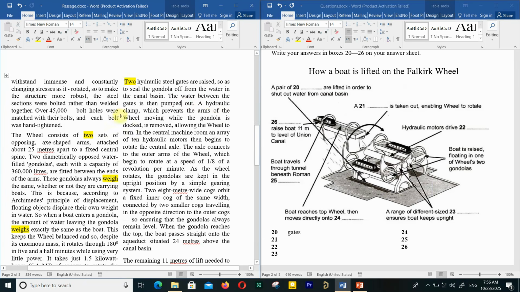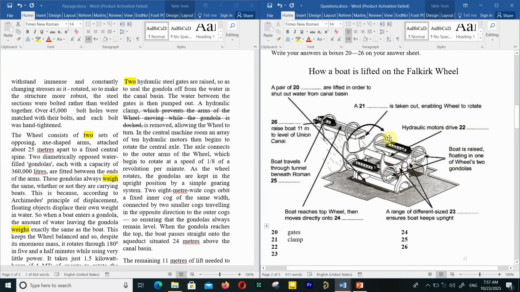"A hydraulic clamp which prevents the arms of the wheel moving while the gondola is docked is removed." So it's taken out. The rest is just extra information. So the main sentence is: a hydraulic clamp is removed. "A dash is taken out." So a hydraulic clamp is the answer. But because we need just one word, you had to write down clamp for this answer.